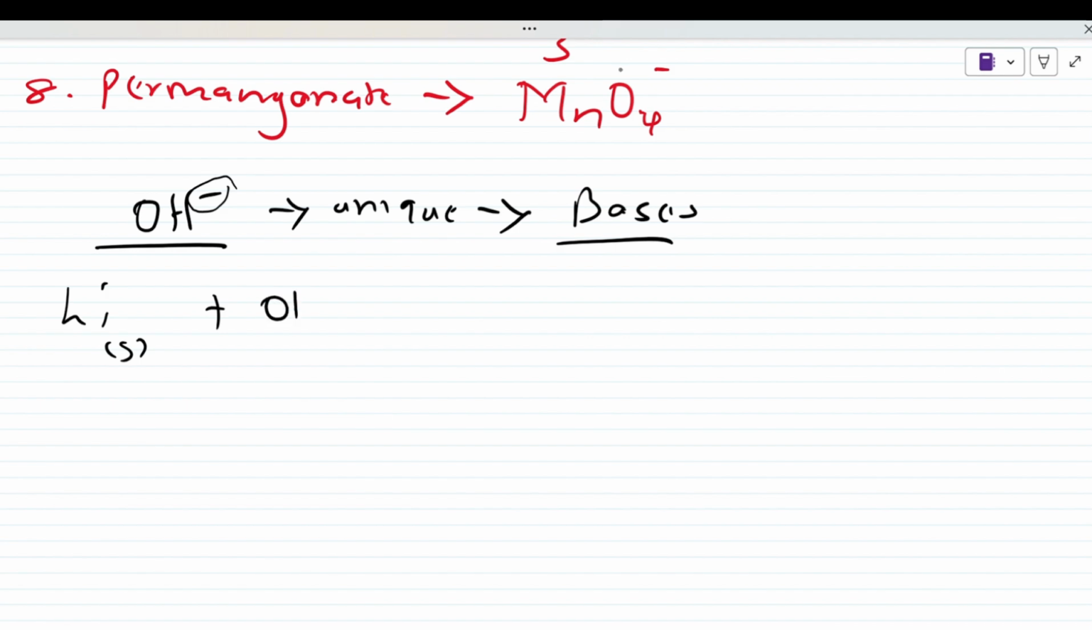solid, reacting with hydroxide. What am I going to form? The same way I said initially, let me break it down. Lithium will now have Li positive reacting with OH minus. Then they'll interchange their valence. Then what are we going to form? We are going to form LiOH.